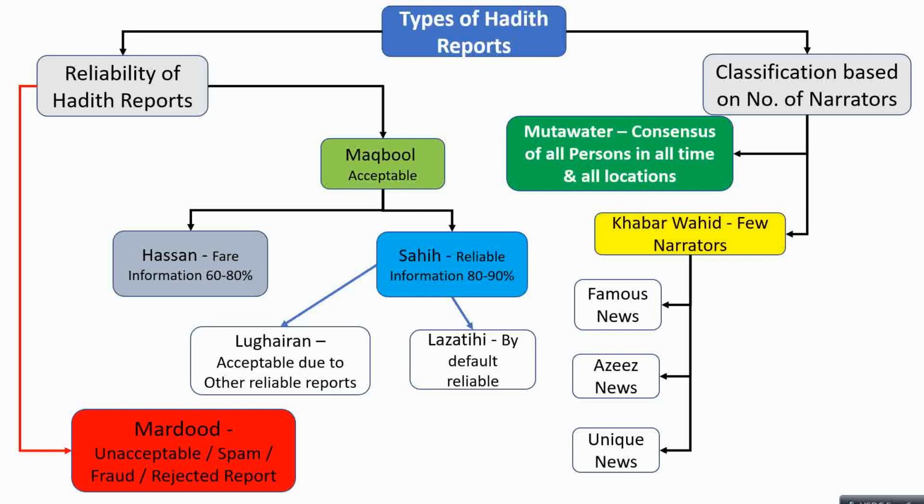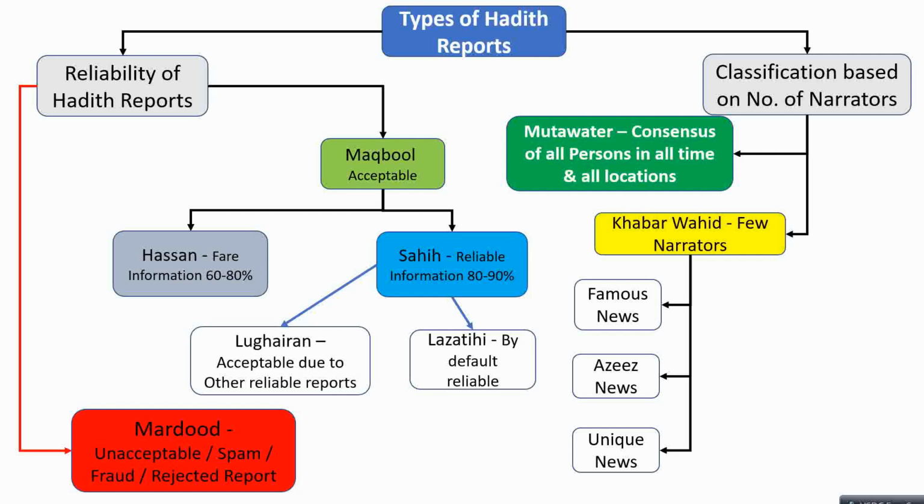Second, on the right side you can see the classification based on the number of narrators. If a large number of persons in all the generations report it, this is called mutawatir. Mutawatir means it is not possible that a lot of persons agreed on some false information. No, it is not practically possible.